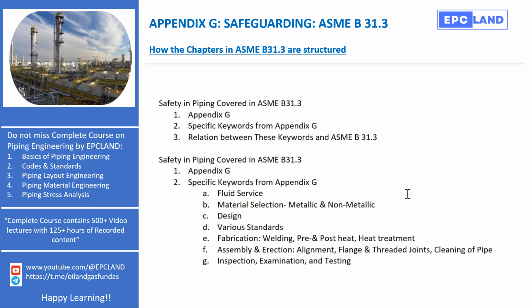So in the previous section we talked about Appendix G of B31.3. We looked into various sections of Appendix G, how it talks about safeguarding of the piping system. Now let us try to relate this Appendix G with all the topics, chapters, and subtopics which are covered in B31.3, that is the process piping code.